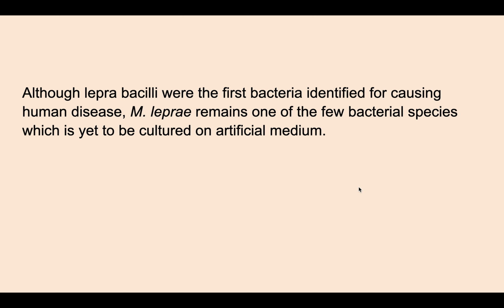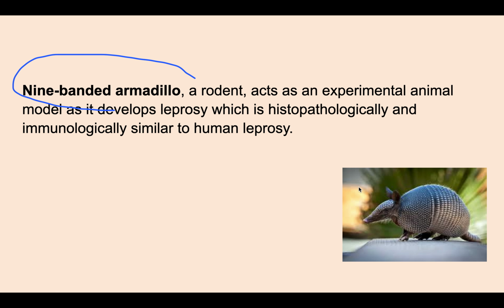This is done on the ZN staining method. Although lepra bacillus was the first bacillus identified in humans, it is yet to be cultured on artificial medium. Only one organism has been studied, the 9-banded armadillo, on which experiments have been done, because the organism develops leprosy which is histopathologically and immunologically very similar to human leprosy.